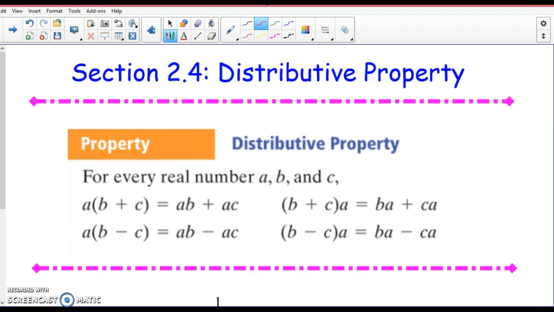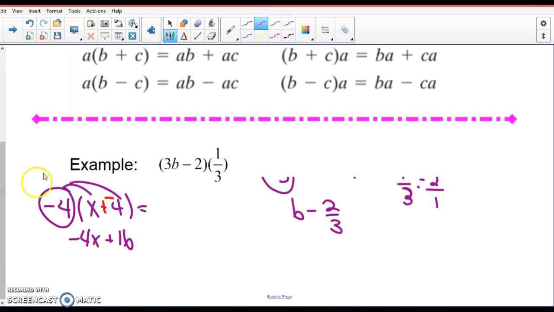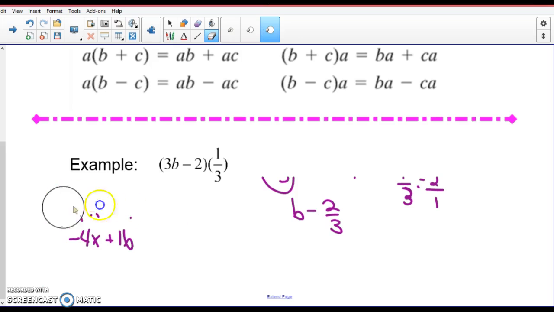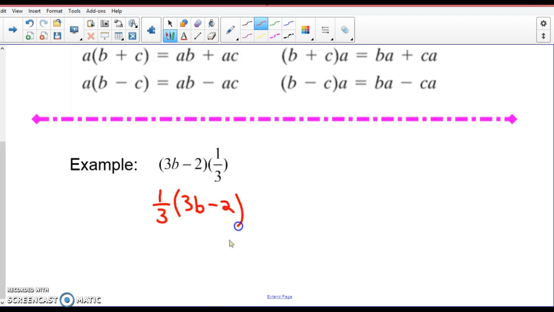All right, here's the notes on distributive property. I'm going to show an example of this. When you are distributing, this problem would be better written 1/3 times the quantity 3b minus 2. That's how that is read, 1/3 times that quantity. I am distributing this 1/3. 1/3 times positive 3b is just b. And 1/3 times negative 2 is negative 2/3.